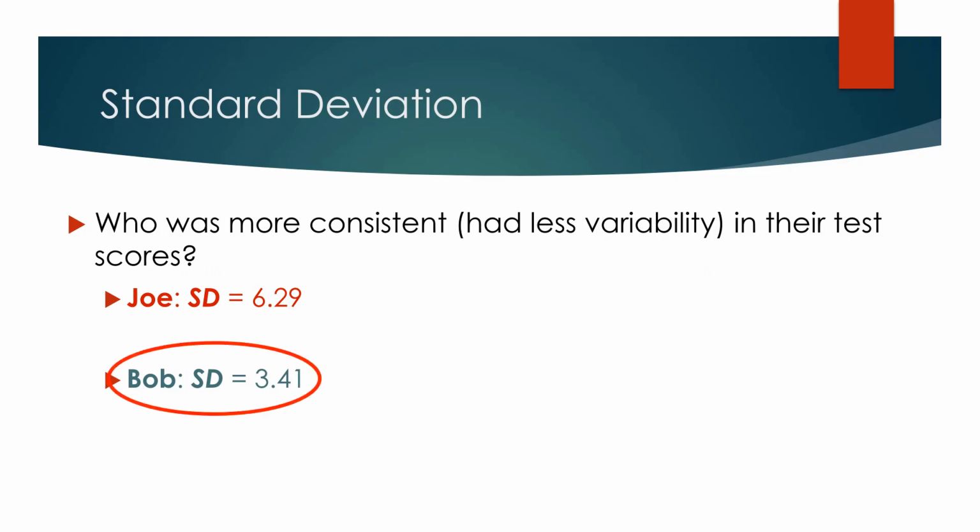Bob has a standard deviation of 3.41. His test scores were deviating from each other by only 3.41 test points, where Joe's was deviating by 6.29 test points. So Joe had more variability in his test scores than Bob. So Bob, therefore, was more consistent in his test scores than Joe was, okay? And that is the standard deviation. This measurement is going to come up regularly throughout the course. So make sure that you've got this one down pat.